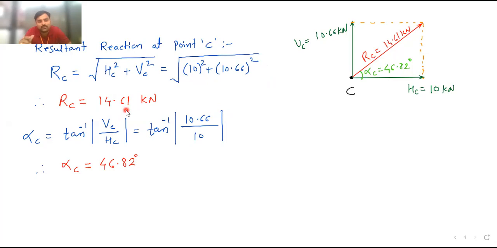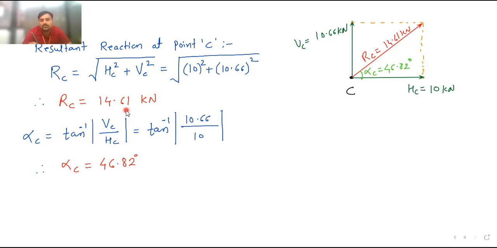1 kilonewton, 2 kilonewton, fine. It should not be the case that the answer is 14.61 and you are saying that the answer is 4 kilonewton. It should not be the case. Okay, 14.61, then 12 or 13, 15, those are considerable answers.